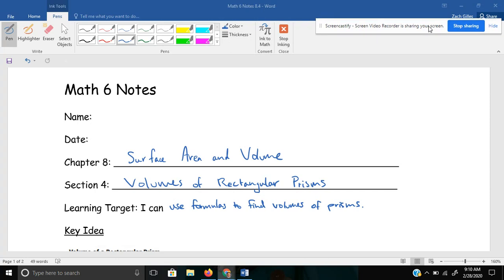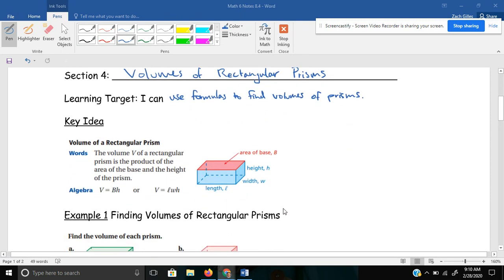Hello all you mathematicians, thank you for joining me today for today's video tutorial on volumes of rectangular prisms. Today we've got section 4, and what we're trying to learn is how to use a formula to find the volume of a prism. We've got 3 examples today and a couple on your own. Let's get ready to learn about volumes of prisms.